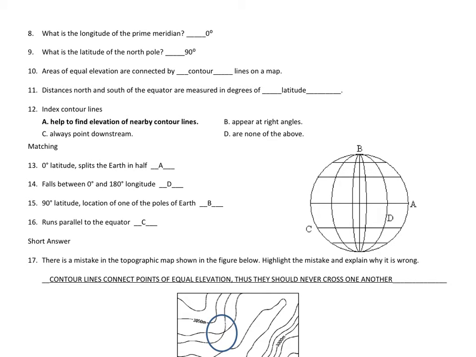What is the latitude of the North Pole? That's going to be 90 degrees north. 90 degrees north. South Pole would be 90 degrees south.